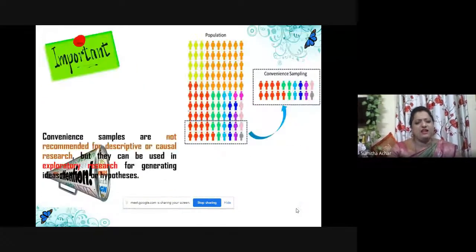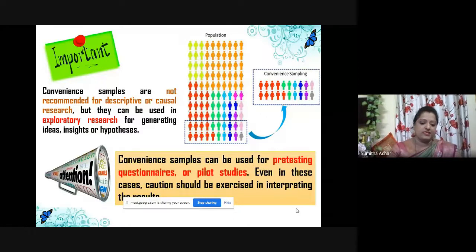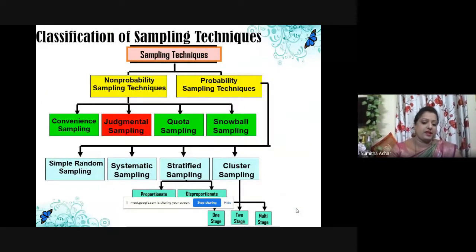It is advisable not to use these methods in general social science research, but they play a very major role in market research which is exploratory in nature. If you want to collect ideas, insights, or hypotheses, then you can always use convenience sampling, but this method should not be used for descriptive or causal research, right? Definitely you can use this for pilot studies. You can use it for pre-testing questionnaires and so on. So this is your convenience sampling.